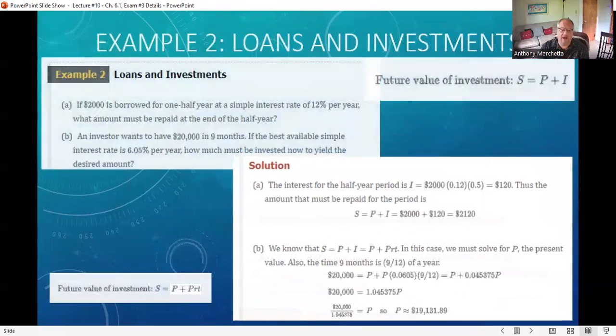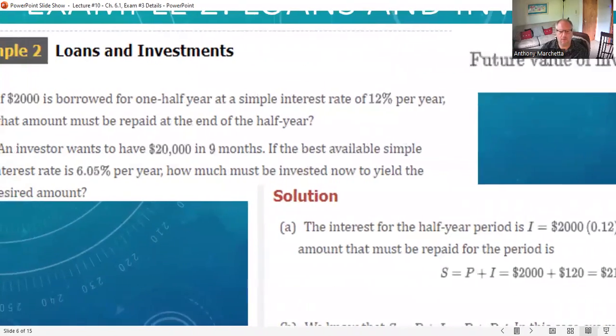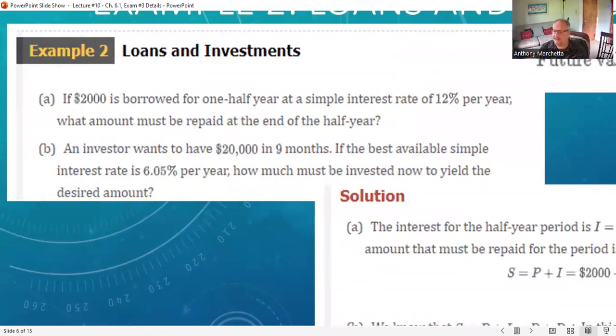Here's an example of a question or two that have to do with present and future values. In part A, I'm going to read it. I want you to try to read it along with me. It is a little bit wordy, so let's focus together on it. It says, if $2,000 is borrowed for 1/2 year at a simple interest rate of 12% per year, what amount must be repaid at the end of the half year?